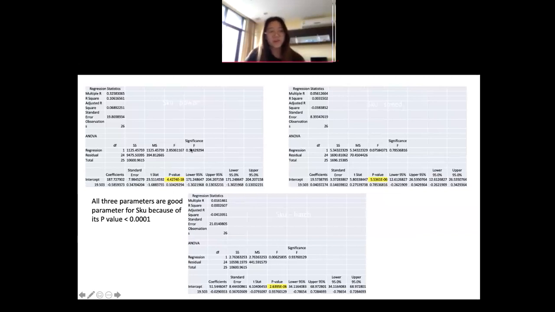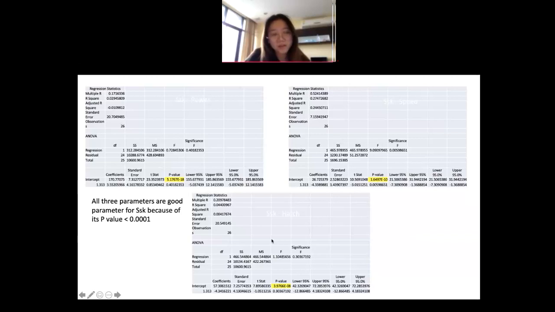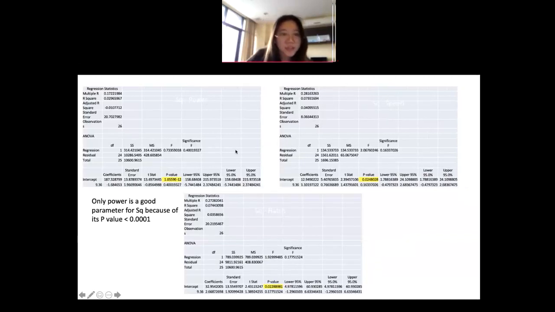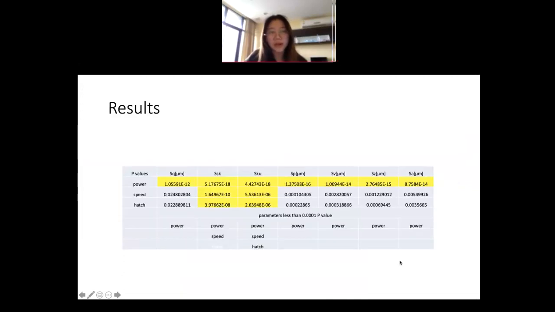SKU has a good relation with every parameter. All of the p-values are really low. And SSK is also the same. Three of them are good parameters. And SQ is only with power, and the other two have a bit greater p-value. So I summarized the p-values that I got for the 7 parameters.